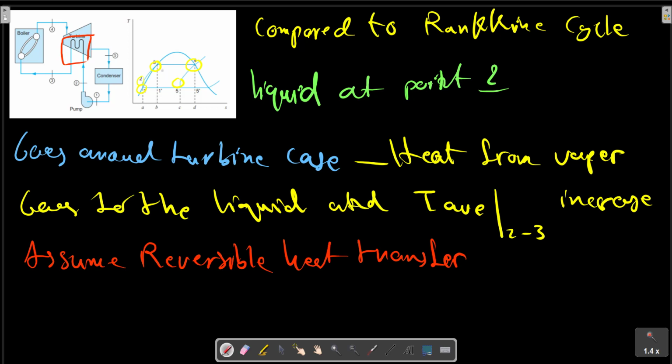Consequently, the area 2, 3, B, A, 2, this shaded area, and the area 4, 5, D, C, 4 are not only equal but congruent, and these areas respectively represent the heat transfer to the liquid and the heat transfer from the vapor.